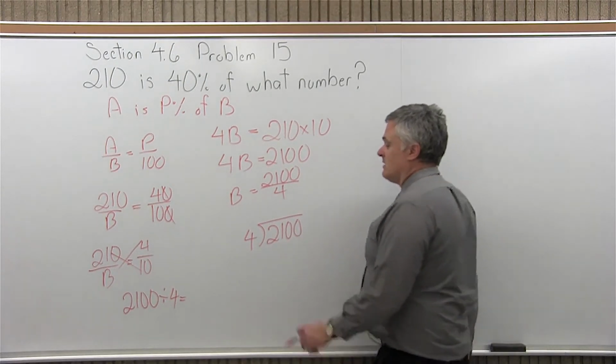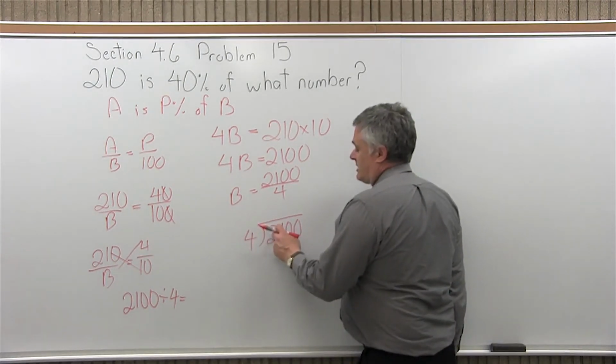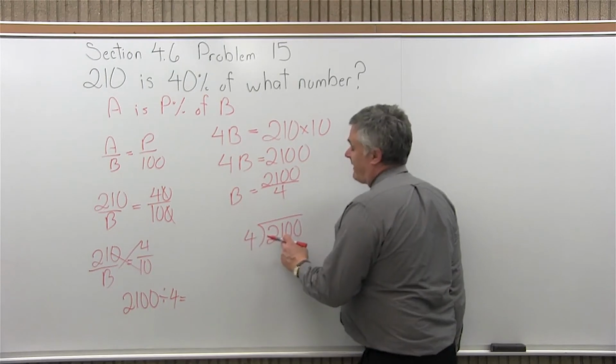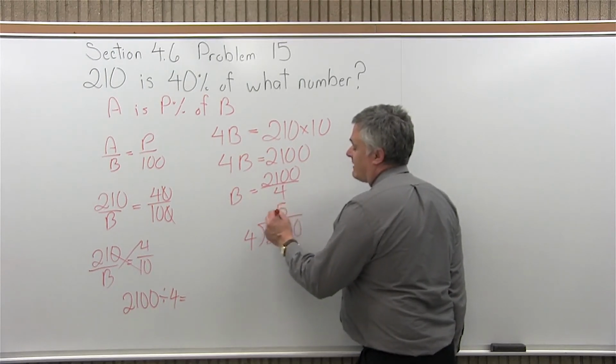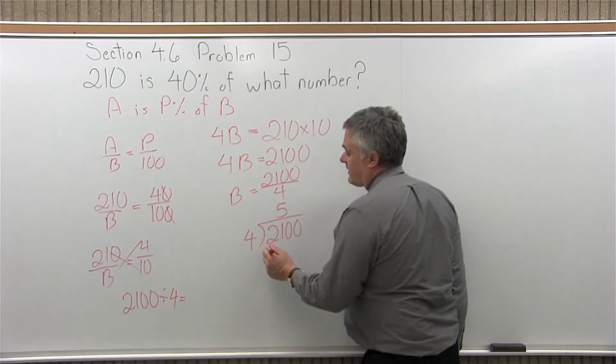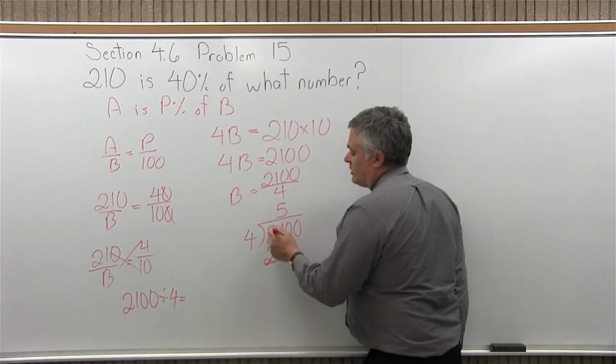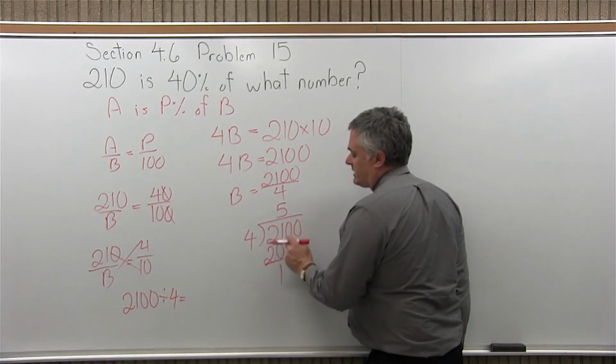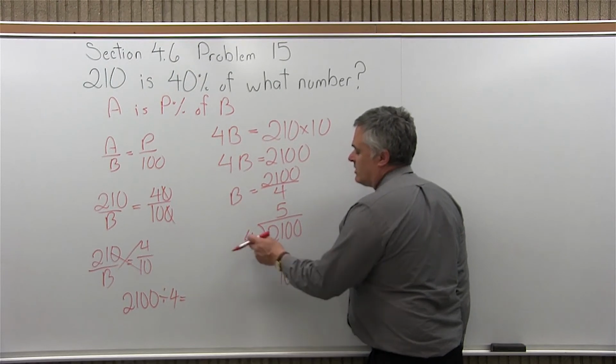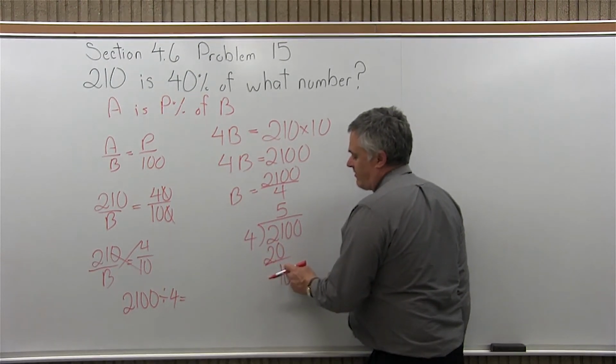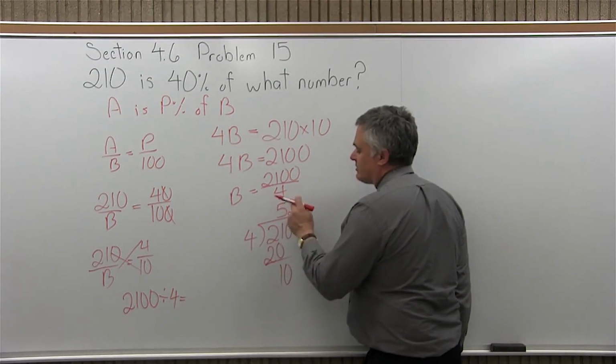4 divides into 2. 2 is not big enough. So now we do 4 into 21. That'll fit. 5 is as close as we'll get. 4 times 5 is 20. 21 minus 20 is 1. Bring down the next digit, which is a 0. 4 divides into 10. Well, it'll go in twice. That'll get you pretty close.